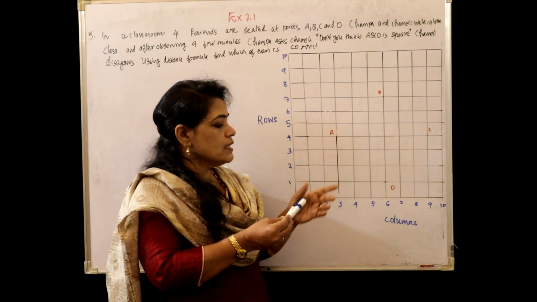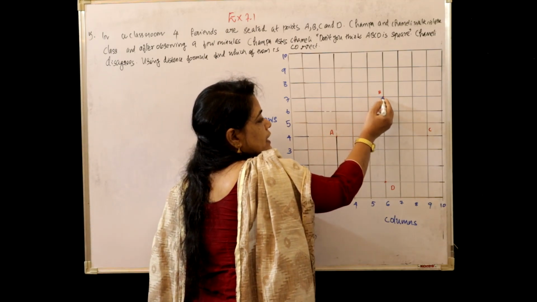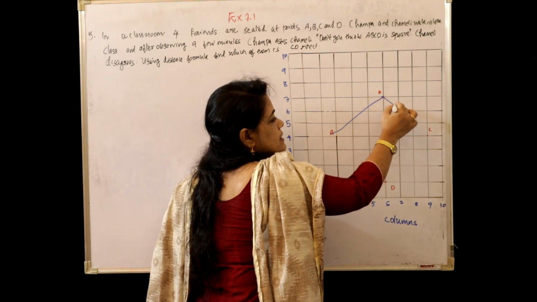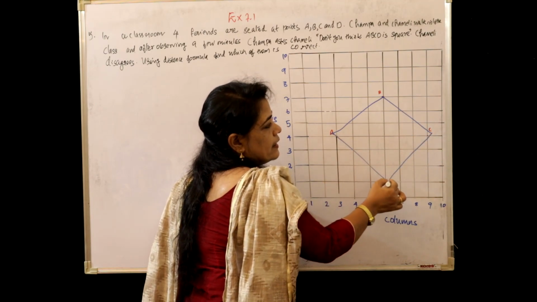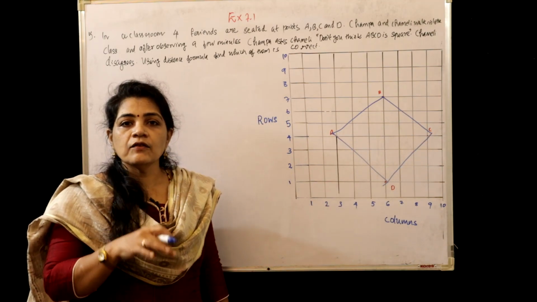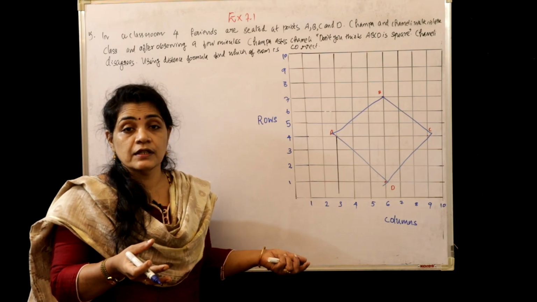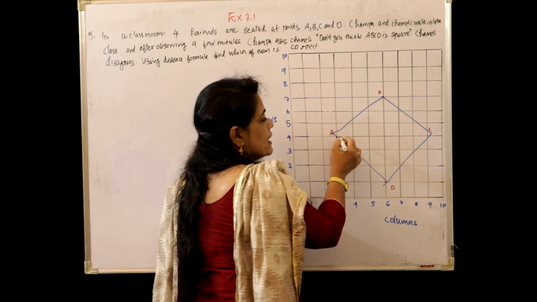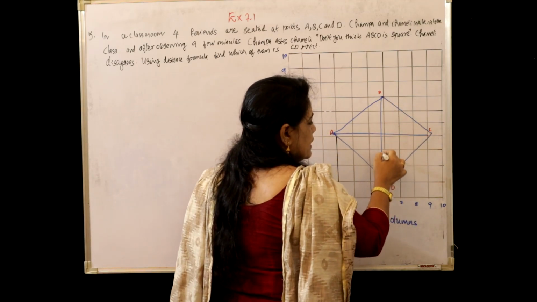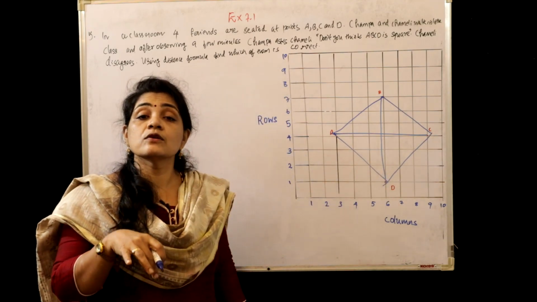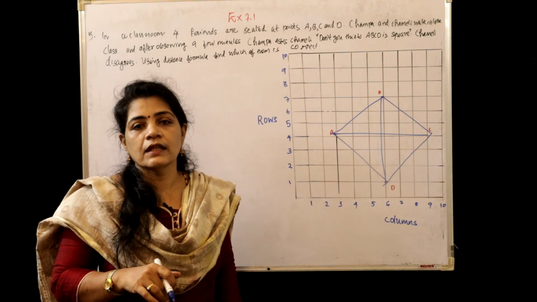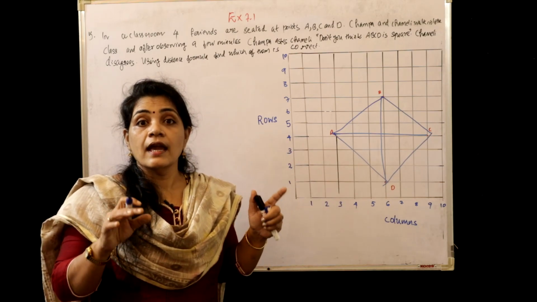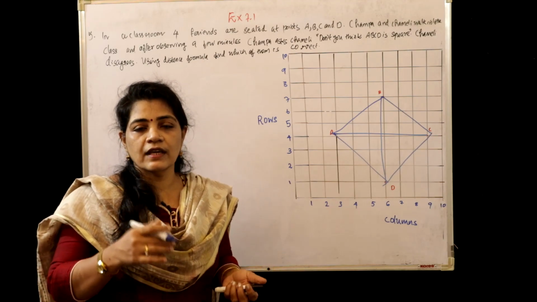See children, to get AB, you can easily get the length of AB using the distance formula, and likewise BC, CD and AD. If all 4 sides are equal, then you have to find its diagonals, that is AC and BD. If the diagonals are also equal, you can conclude that the points where these 4 friends are seated form a square. So we can do it one by one.